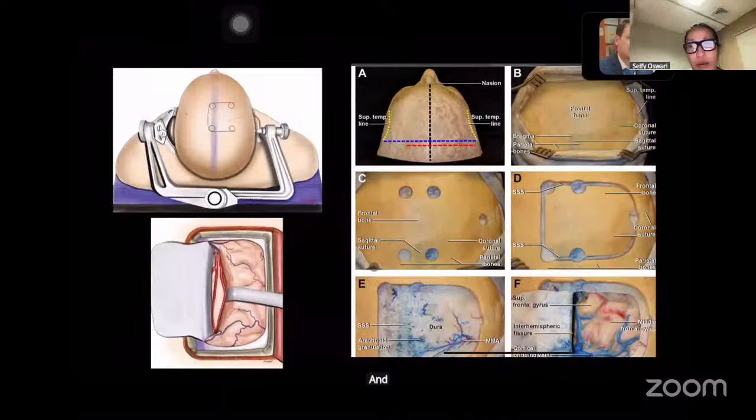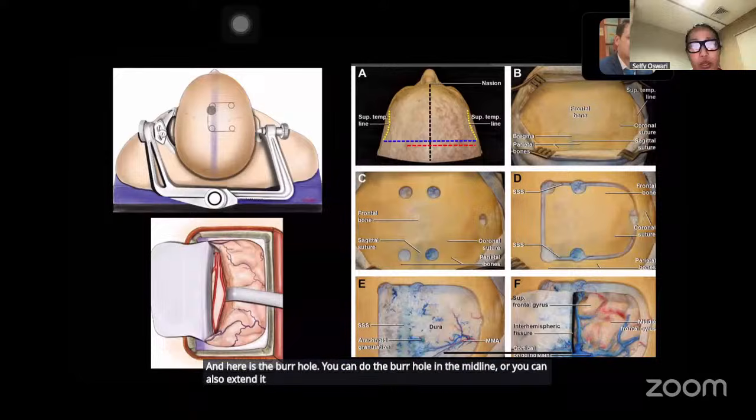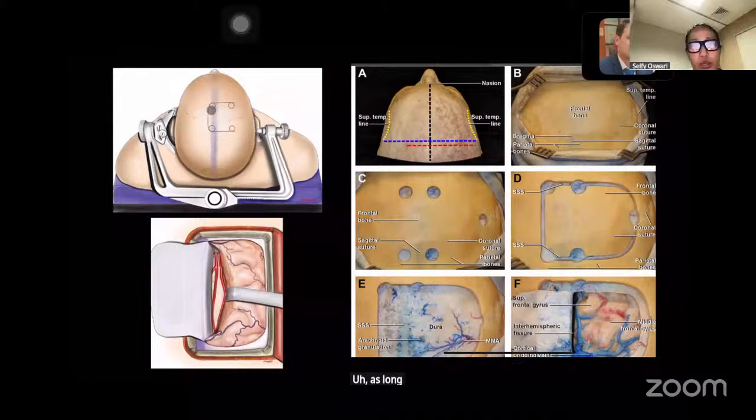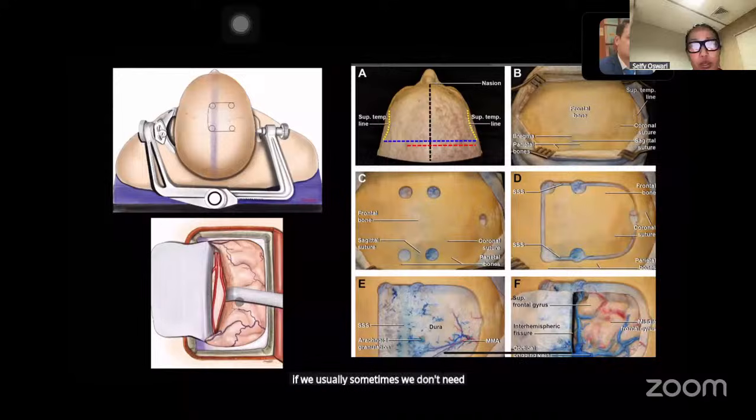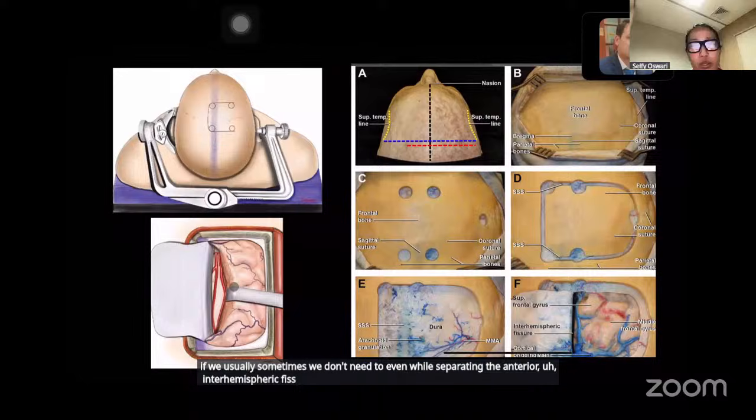And here is the burr hole. You can do the burr hole in the midline, or you can also extend it a little bit to the lateral part, as long as we can access easily. After the dura opening, we can flap the dura to the medial part. Sometimes we don't need to, but if needed, then while separating the anterior interhemispheric fissure, we can do a slight retraction.